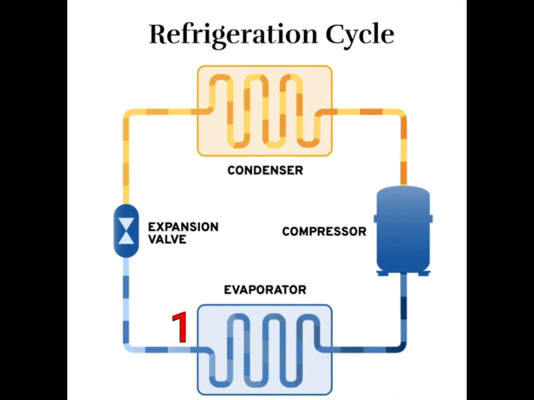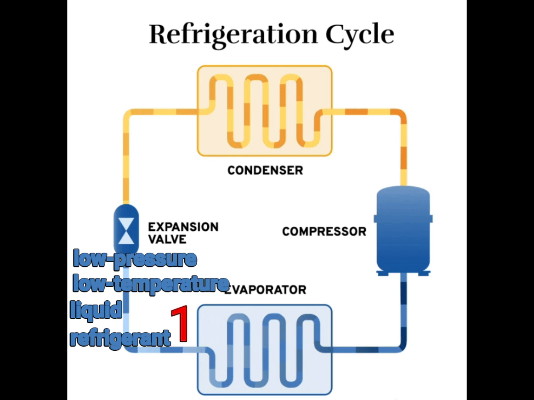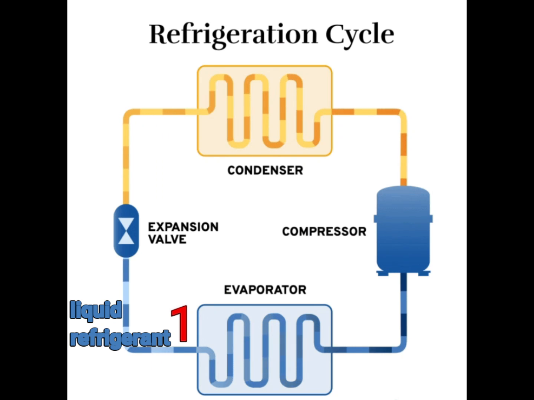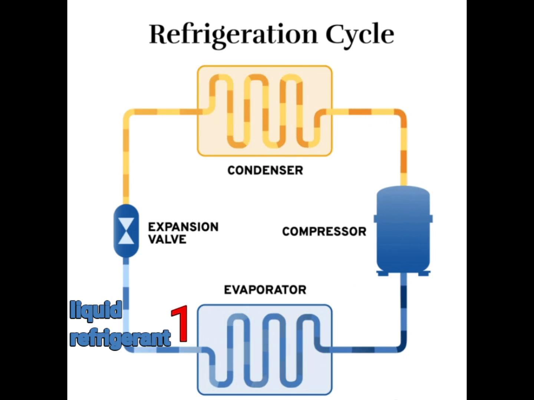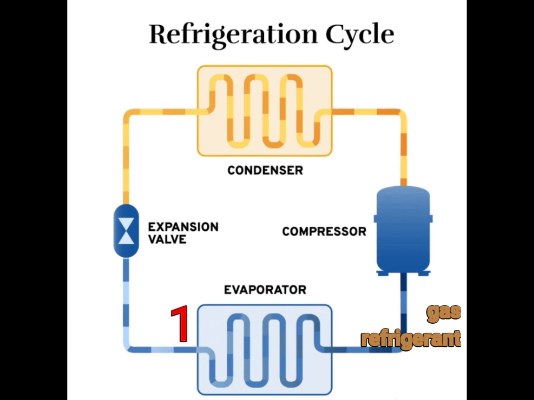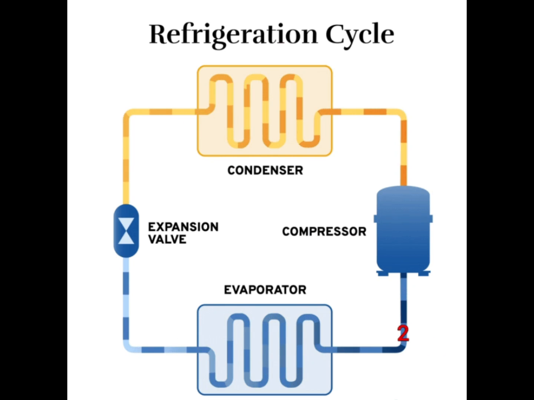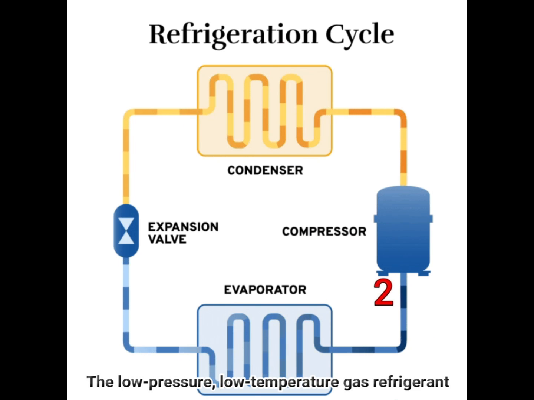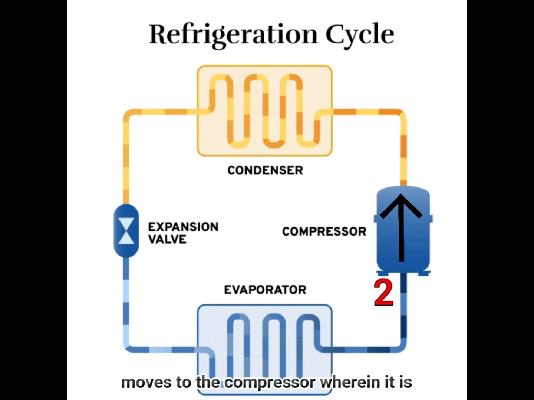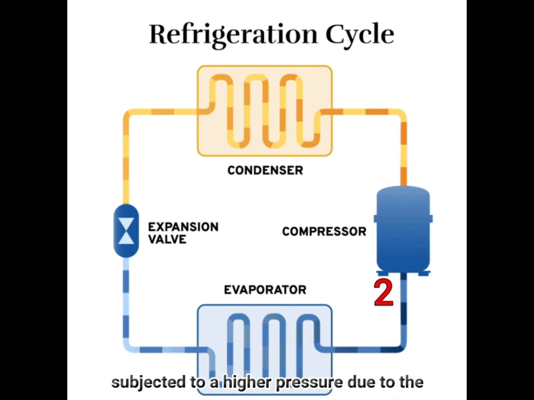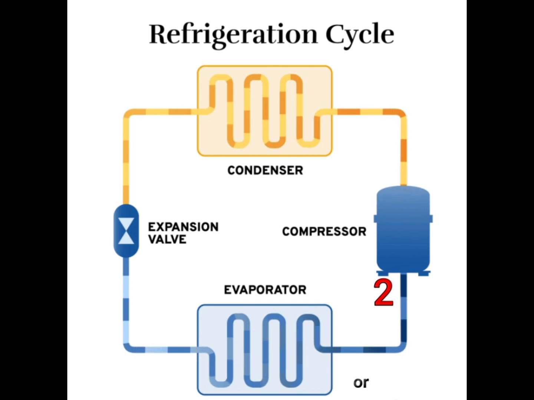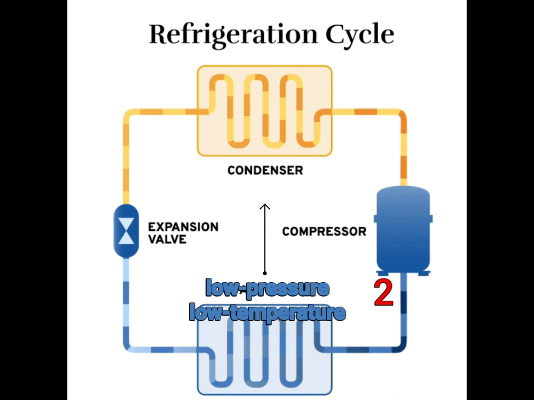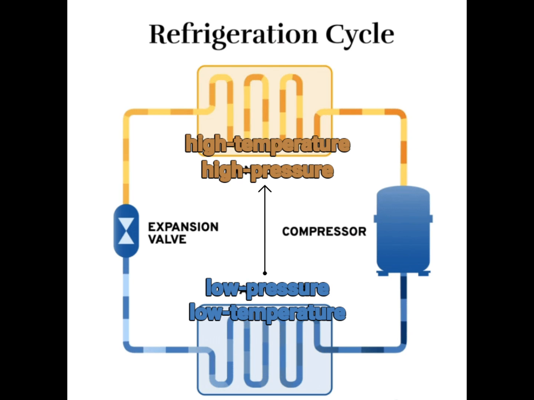At point 1, the low-pressure, low-temperature liquid refrigerant passes through the evaporator wherein it absorbs heat from the foods placed inside the refrigeration cabinet, thus turning the refrigerant into gas. It is then drawn into the compressor. At point 2, the low-pressure, low-temperature gas refrigerant moves to the compressor wherein it is subjected to a higher pressure due to the compression process done by the piston and cylinder unit inside the compressor. As a result of being compressed, the low-pressure gas refrigerant increases its pressure as well as its temperature.